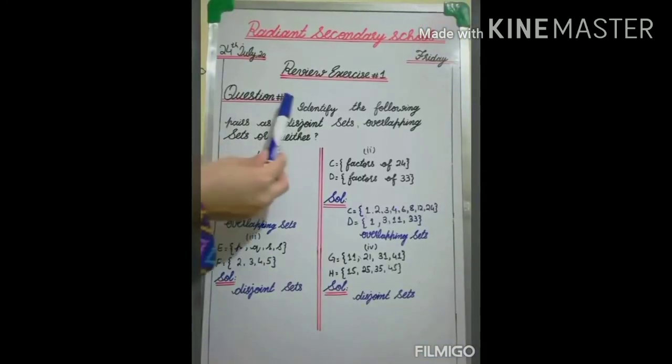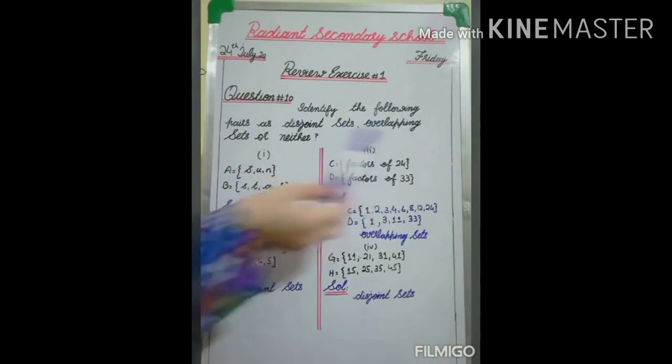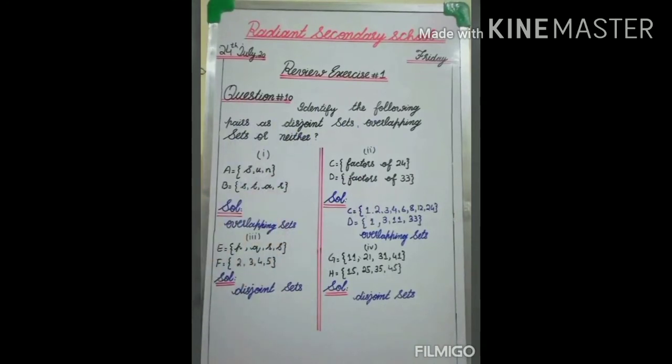Next, question number 10 is, identify the following pairs as disjoint sets, overlapping sets, or neither. Students, you can see question number 10 is the same as question number 7. So once again I will revise overlapping and disjoint sets for you. In disjoint sets there are no common elements present, and overlapping means that two sets have some common and some uncommon elements. It means that they are not subsets of each other.